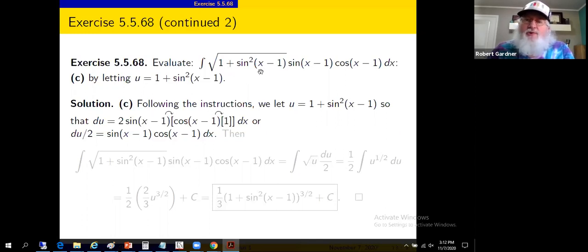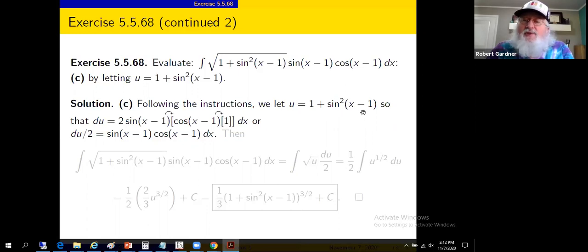Composition of functions, u inside a square root function is what we're going to get. Of course, I worry about what happens over here. They told us to do this. Fine. Let u equal 1 plus sine squared x minus 1. Then du, derivative of 1 is 0. Sine squared, so it'd be 2 sine x minus 1 to the 1 power.